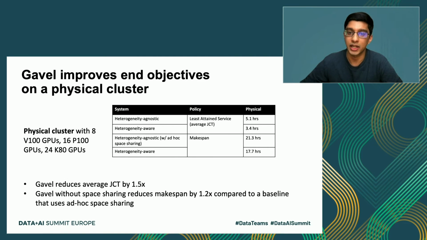The next scenario we're looking at is a policy to minimize the makespan. So we have a trace with 100 jobs submitted all at once, and we want to try to complete these as soon as possible. Again, we have a heterogeneity agnostic policy as well as a heterogeneity aware policy.